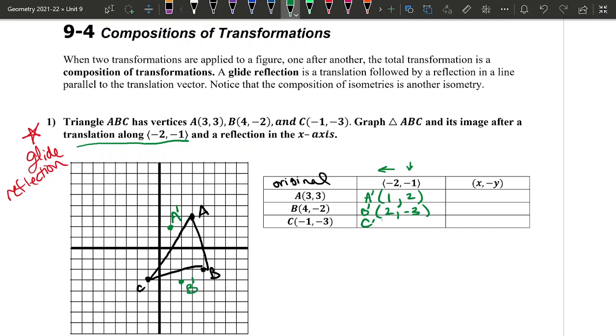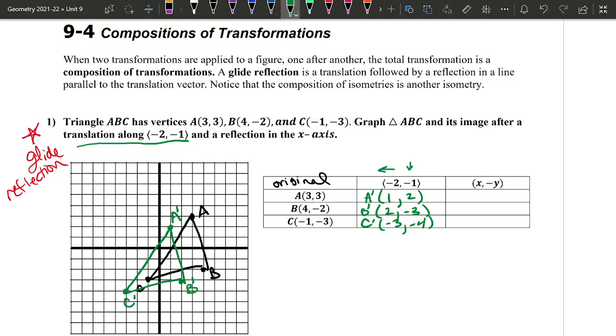C prime, same thing. Negative 1 minus 2 is negative 3. Negative 3 minus 1 is negative 4. So 1, 2, 3, and then down 4. So there's C prime. And then if you connect the dots, you can see your triangle after the slide, or the transformation. So there's one transformation that's been applied.